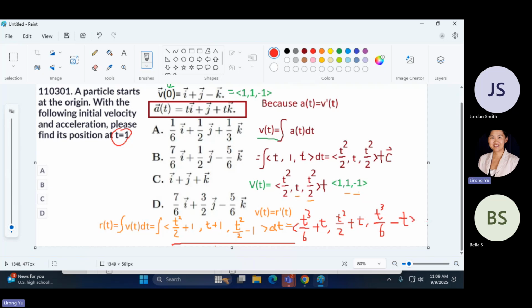So that will be the position function. The initial position is at the origin, so we don't have to add anything, or you can see we're adding a 0 factor here. It's the initial position, it's at 0. And then make t equal to 1 in the final calculation. That will be 1 over 6 plus 1, which makes 7 over 6, and then 1 over 2 plus 1, that will make it 3 over 2. 1 over 6 minus 1, that will make it negative 5 over 6.